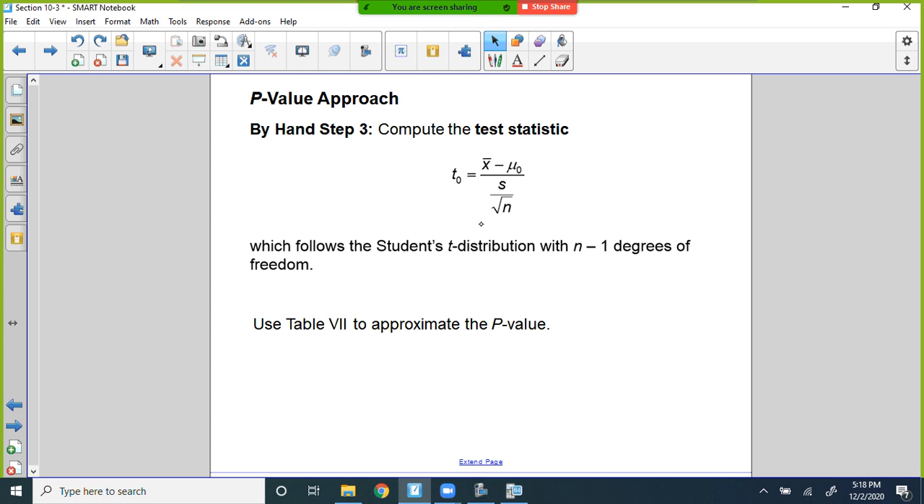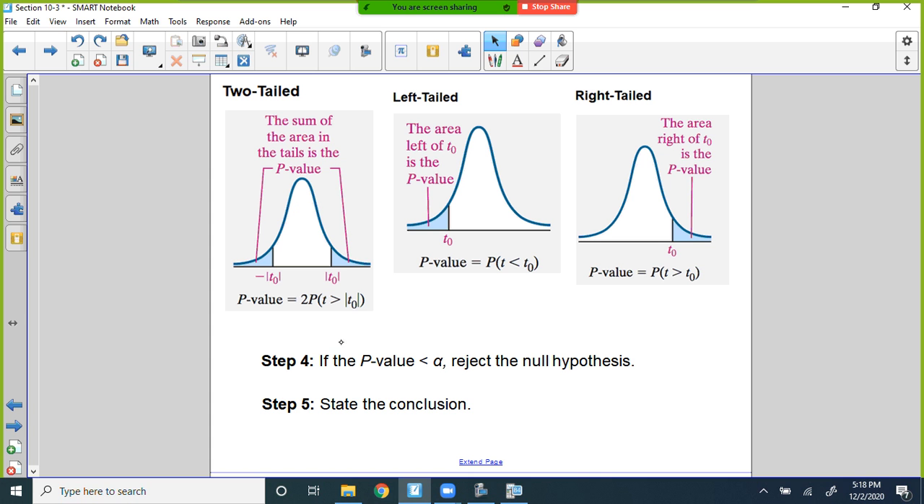Okay, the P approach, same thing, but we'll approximate the P value. We'll do the same calculation, same degrees of freedom, and here it is for a two-tail, left tail, and a right. So if the p-value is less than alpha, we will reject the null hypothesis, right? But if it's greater than alpha, we do not reject. The correct way would be to say do not reject the null hypothesis, and then you state the conclusion about the claim.